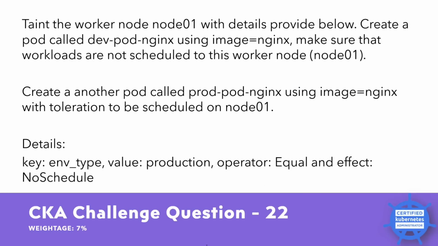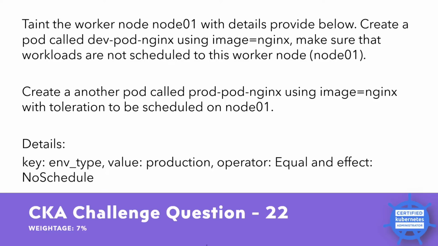CKA Challenge Question 22, having the weightage of 7%. Taint the worker node node01 with the details provided below. Create a pod called dev-pod-nginx using image=nginx. Make sure that the workloads are not scheduled on this worker node01.